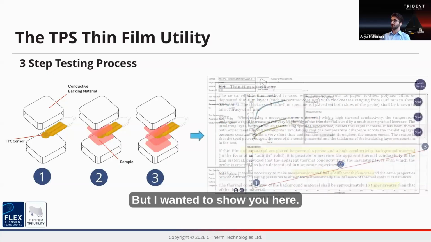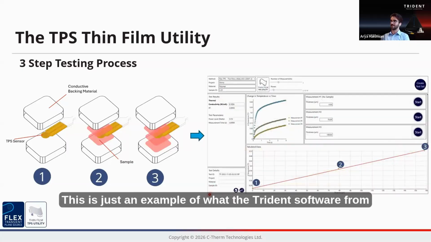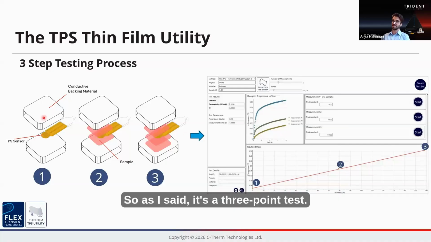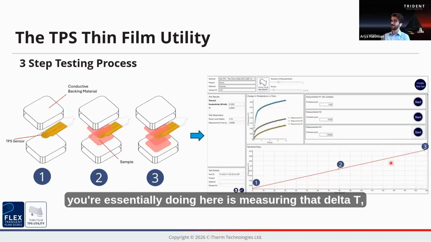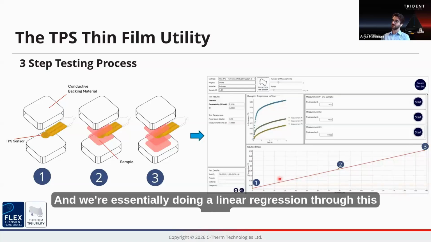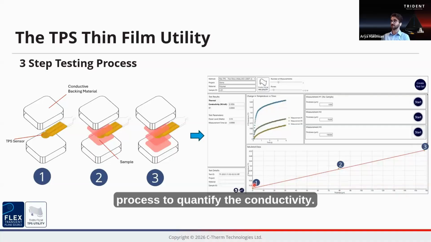But I wanted to show you here an example of what the Trident software from C-Therm actually looks like when you're running a TPS thin films measurement. So as I said, it's a 3-point test, and you can see what you're essentially doing here is measuring that delta T, that change in temperature that occurs as a function of time. This is then plotted against the thickness of the material. And we're essentially doing a linear regression through this step process to quantify the conductivity.